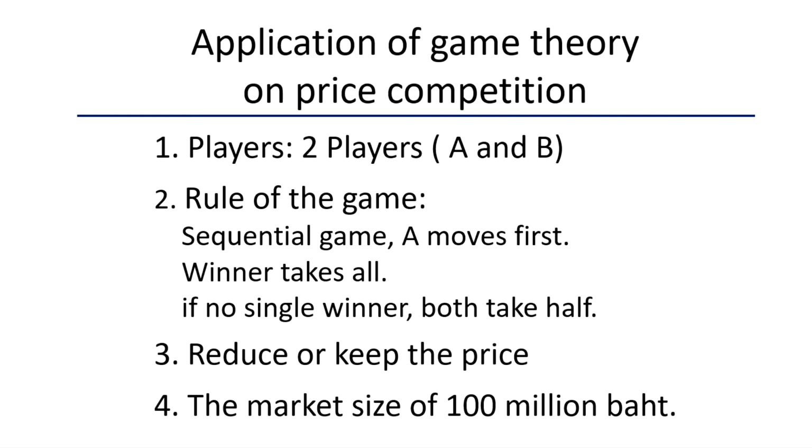Here are the rules of the game. It is a sequential game and we allow A to move first. Then, winner takes all. It means that we have only one winner, and the winner takes everything, leaving the loser with nothing. But if there is no single winner, meaning they draw or tie, both take half. The strategy means the choices that they can or cannot make. Now, they can reduce the price or keep the price stable.